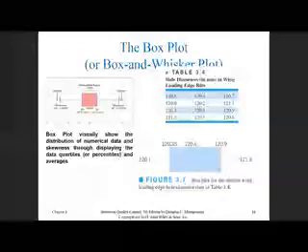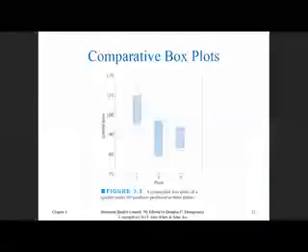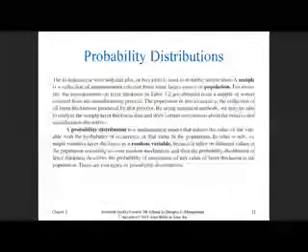Again, this note is not given in the slides, so you write it down. Visually show the distribution of numerical data and the skewness through displaying the data quartiles or percentiles of the data. So 75% or 25% of the data.